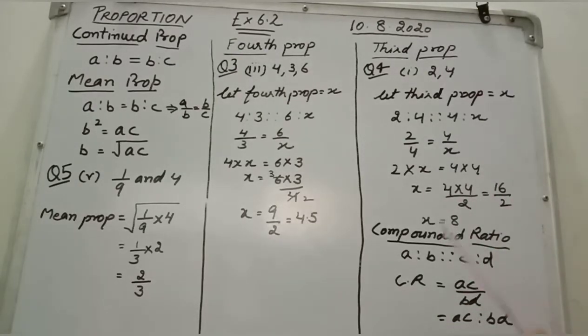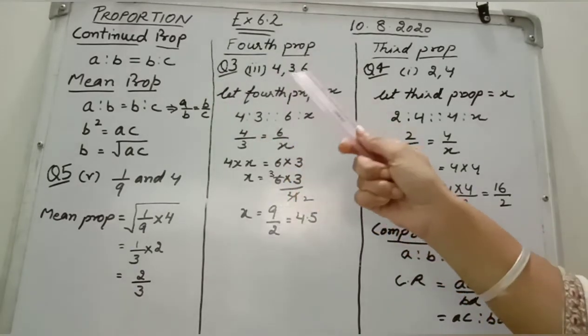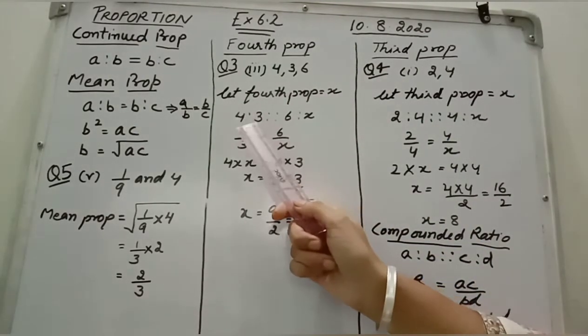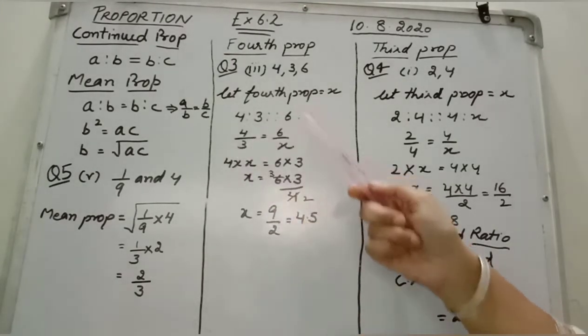Means fourth proportional. So, we take the example, question number 3, third part. 4, 3 and 6 is given to you. 3 numbers are given to you. Fourth we have to find out. Let fourth proportional is X. So 4 ratio 3 proportional 6 ratio X. Write in a fraction 4 over 3, 6 over X.